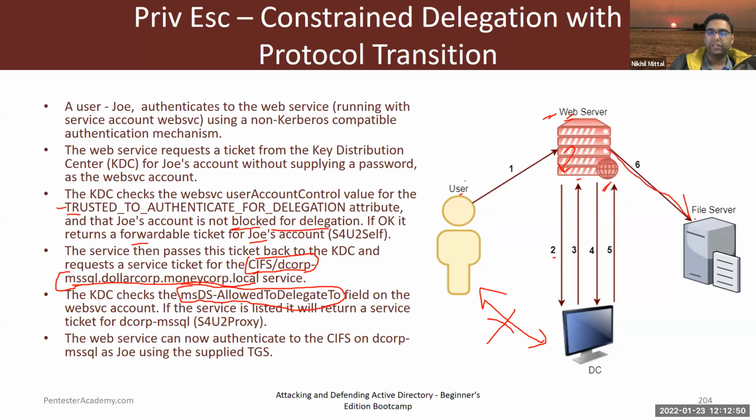And finally, the web server can then present the TGS to the file server and thereby complete the impersonation. All right. This is what constrained delegation with protocol transition is. Now, the second problem here is in msDS-AllowedToDelegateTo, but we will address them one by one. Let's address this problem, authenticating users out of thin air.